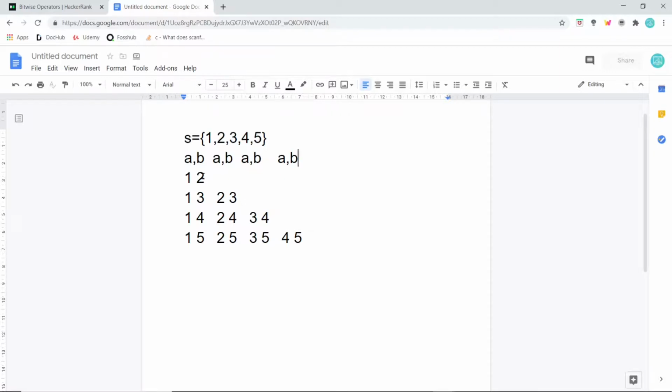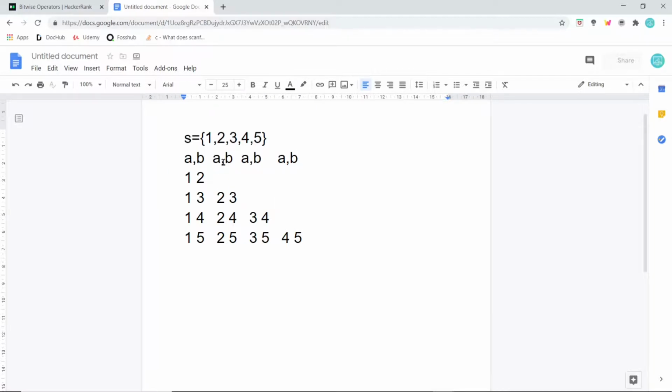So this is the first possibility: A is equal to 1, B is equal to 2. Second one is A is equal to 1 and B is equal to 3. Third one is A is equal to 1 and B is equal to 4. And fourth one is A is equal to 1 and B is equal to 5. Remember, this came because we have to keep A less than B, and there is no number less than 1 here.